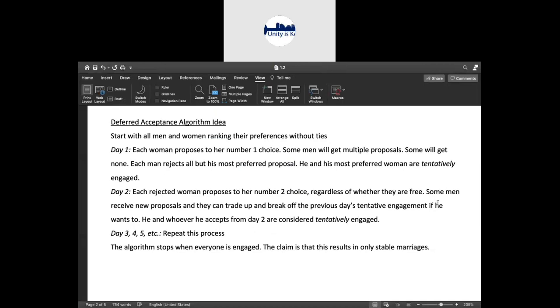I haven't included it here because we're just trying to dip our toe in the water of what discrete math is. And the precise version is kind of a lot to take in. So I have a version here that's maybe a little bit more palatable. We're going to start with all of the men and all of the women, everyone we're pairing up, I think I refer to it as N men and N women, so maybe I should include that there. They're going to rank their preferences without ties.